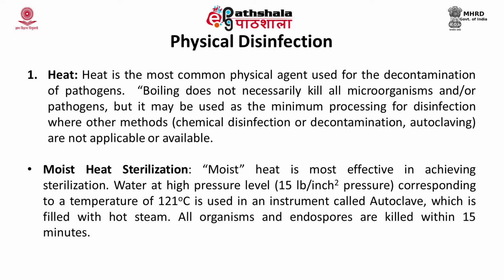Moist heat is most effective in achieving sterilization because in moist heat treatment, water at high pressure, at 15 pounds per square inch, and this pressure corresponds to a temperature of 121 degrees C, is used in a specific instrument called an autoclave. All the organisms and endospores are killed within 15 minutes. The temperature of the steam in this method is lower when compared to dry heat sterilization, but the high pressure helps the effective sterilization to take place.